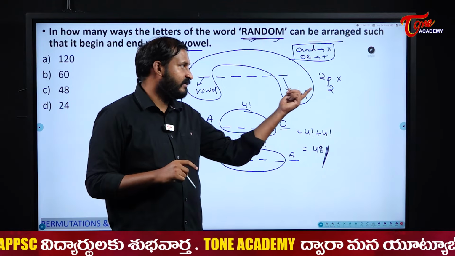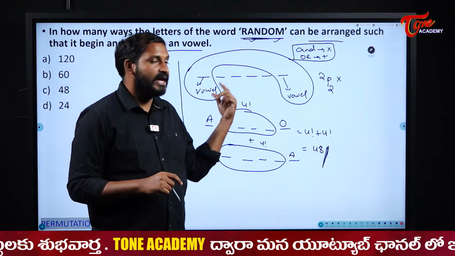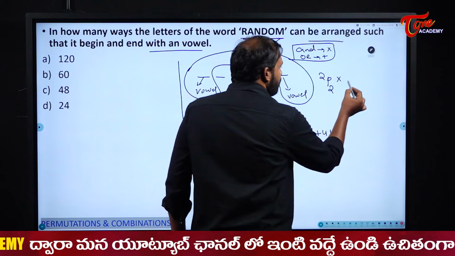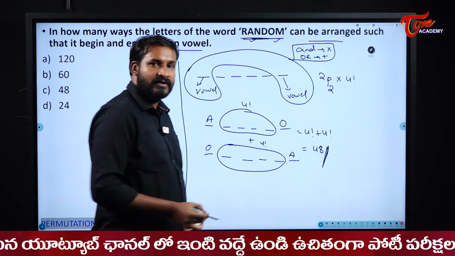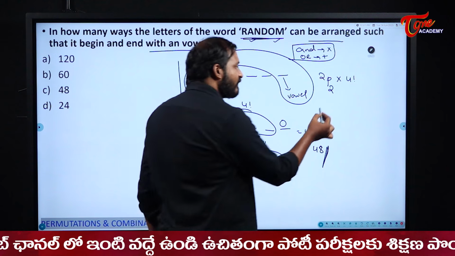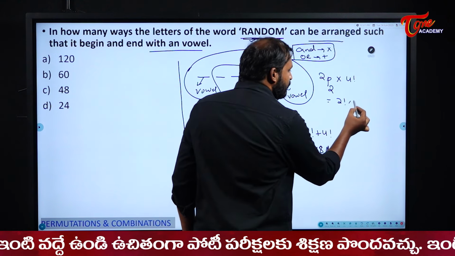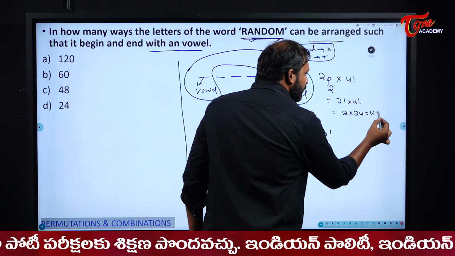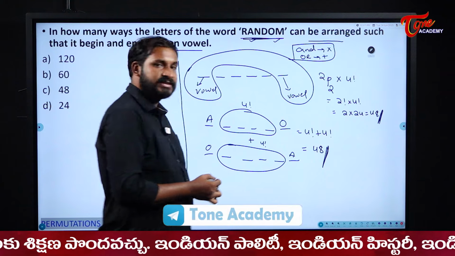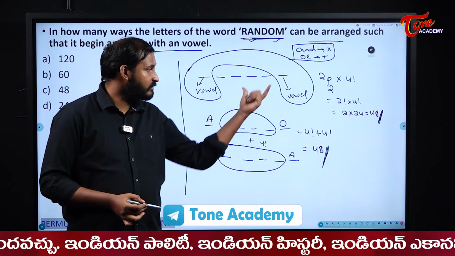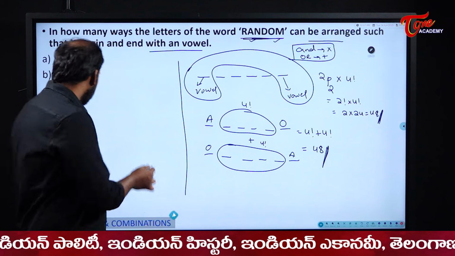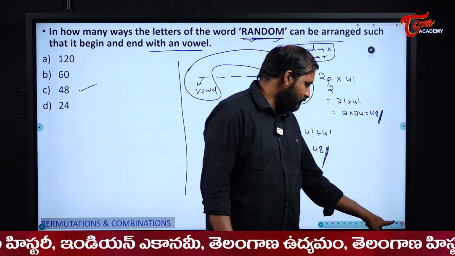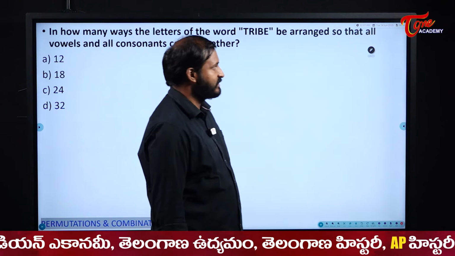First and last are filled with 2 elements, and the middle 4 should be filled with consonants. How many consonants are available? 4 consonants are available. So 4 factorial. So this becomes 2 factorial into 4 factorial, which is 2 into 24, which is 48. If you go with the formula and procedure, that is the same. Or if you think in this manner also, we get the same answer, 48. Don't worry, we will slowly learn all the concepts and different types of questions.